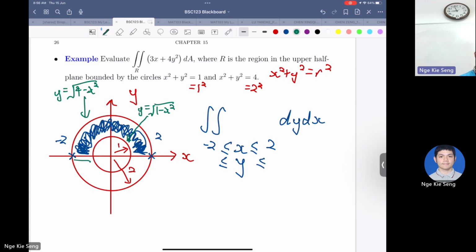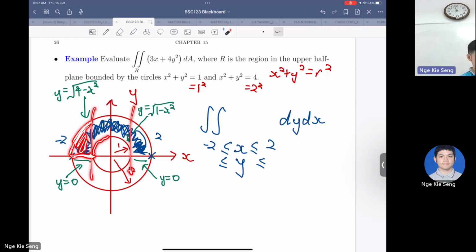How about these two lines here? This is y equals 0. The other one is y equals 0. So what happened is you need to cut into 3 parts. Okay, you do this. You need to cut into 3 parts, because this part here is bounded above by this curve, bounded below by this curve. And then the middle part is bounded below by the smaller circle, bounded above by the larger circle. And the other part you got the same.